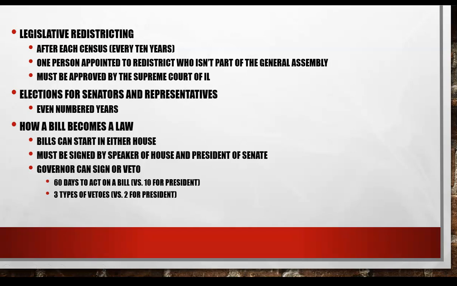So the president of the U.S. only has 2 ways to veto. He can either just veto it outright, or he can pocket veto it. But in Illinois, there are actually 3 different types. So that's a difference as well. And then the final thing is that the legislative branch has the power to impeach state-level government officials.